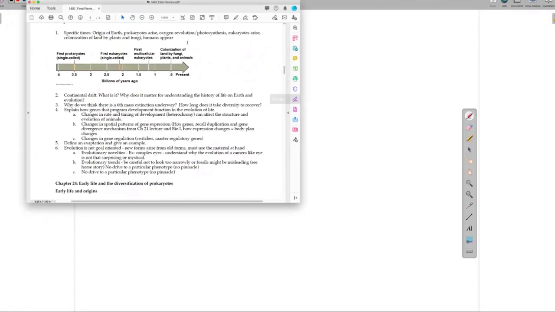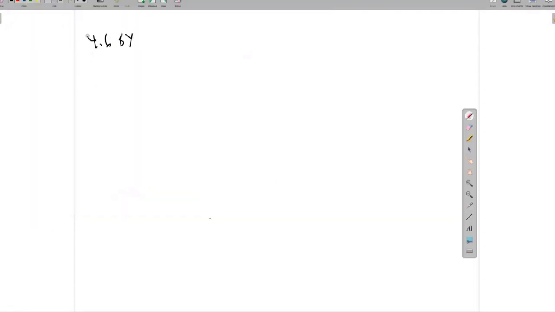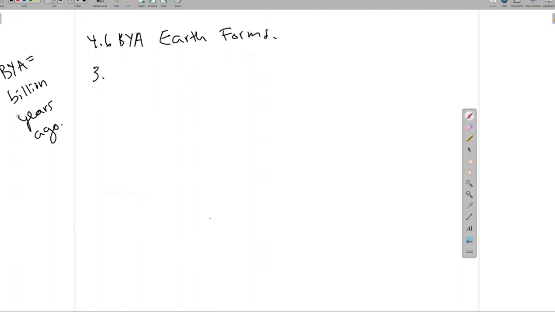Okay, there's certain timelines here. BYA means a billion years ago. So Earth forms about 4.6 billion years ago. And you have about, I always remember this, a billion years without any evidence of life. And then at 3.8, you have some molecular evidence, like certain types of steroids in the rock that are only made by living organisms, aka living things. At 3.5, we have prokaryotic fossils. So we're sure life existed by that point.